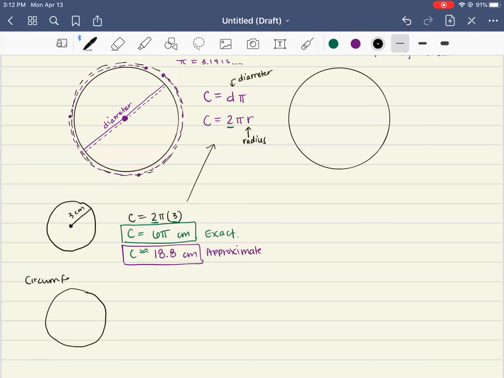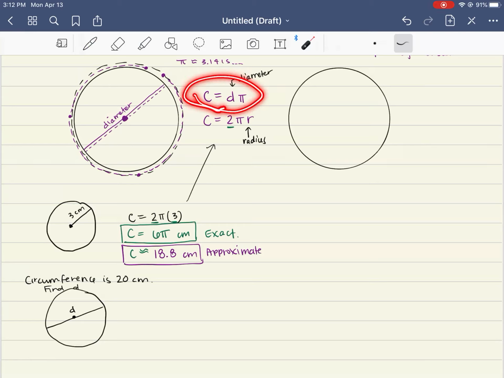So let's say we're given that the circumference of a circle, so kind of going backwards, is 20 centimeters, and we want to find or determine the diameter. So remember again, the diameter is the line that goes through the middle. So we want to find that. So again, I would look up at my equations and I would say, well, circumference is just diameter times pi. So we're essentially just going to go backwards from that.